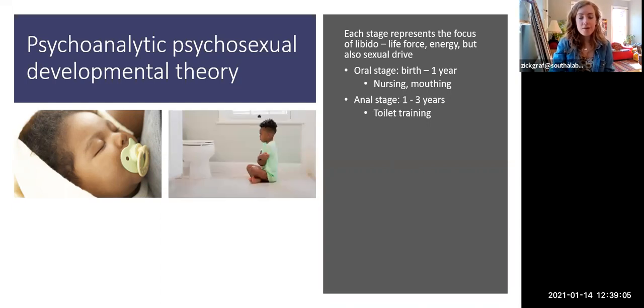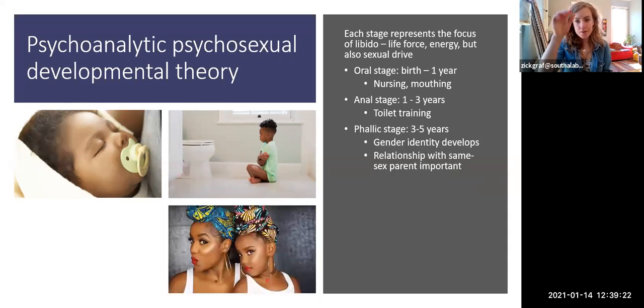The next stage that Freud thought children passed through was the anal stage during basically the toddler years, so 1 to about 3. This is the age where kids are becoming continent, when they're toilet training, when they're learning to control their bodily functions. The next stage that Freud perceived was the phallic stage from about ages 3 to 5.